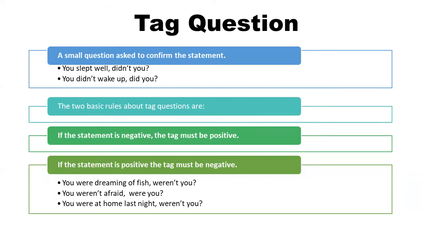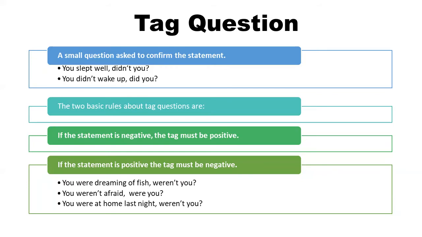Next sentence is you didn't wake up, did you? So in this sentence, did you is the tag question and the auxiliary verb did in the tag question is the same as in the statement, did not. There are two basic rules about tag questions. Rule number 1 is if the statement is negative, like we have seen, you didn't wake up, this statement is negative, the tag question must be positive. The tag question of the statement you didn't wake up is did you, that is positive.